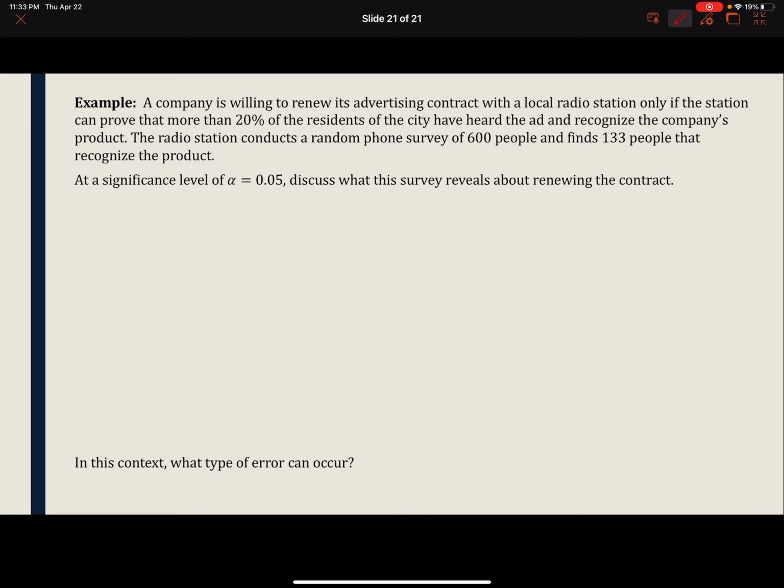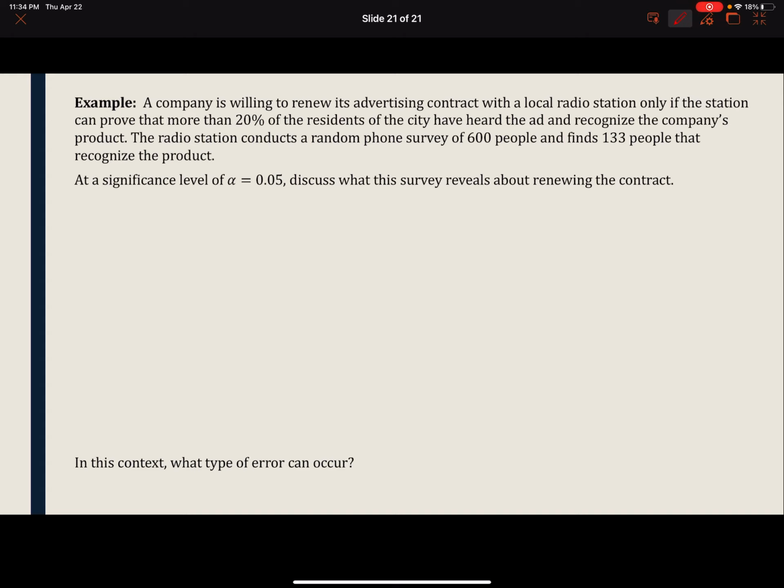So we're going to just do a quick example, recap hypothesis tests, and then talk about the type of error that we could have made. So this example says a company is willing to renew its advertising contract with a local radio station if the station can prove that more than 20% of the residents of the city have heard the ad and recognize the company's product. The radio station conducts a random phone survey of 600 people and finds 133 people that recognize the product. At a significance level of alpha equal to 0.05, discuss what the survey reveals about renewing the contract.